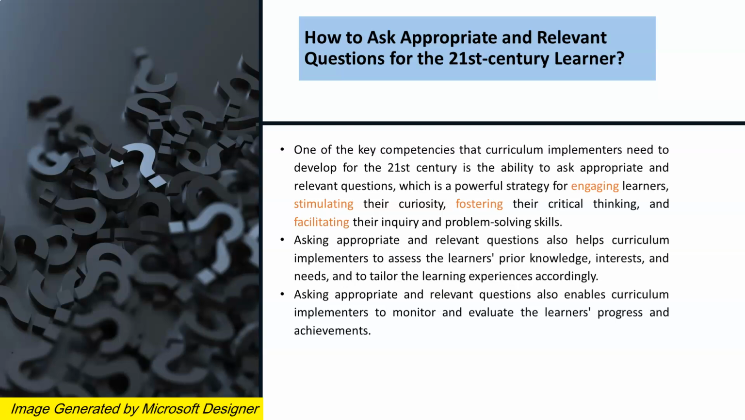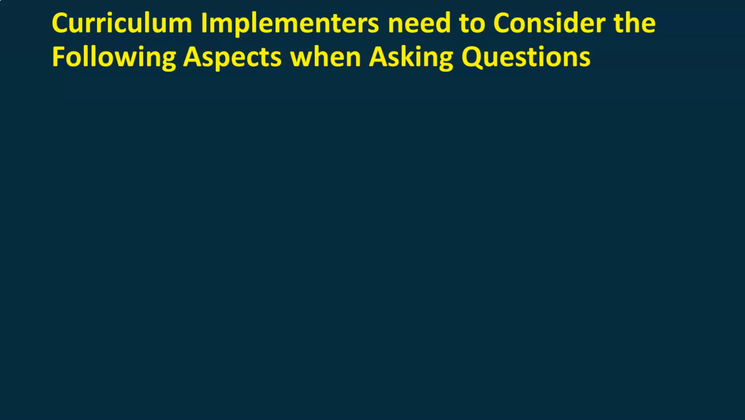Asking appropriate and relevant questions also helps curriculum implementers to assess the learner's prior knowledge, interests, and needs, and to tailor the learning experiences accordingly. It also enables curriculum implementers to monitor and evaluate the learner's progress and achievements and to provide feedback and support for their learning. To ask appropriate and relevant questions for the 21st century learner, curriculum implementers need to consider the following three aspects.